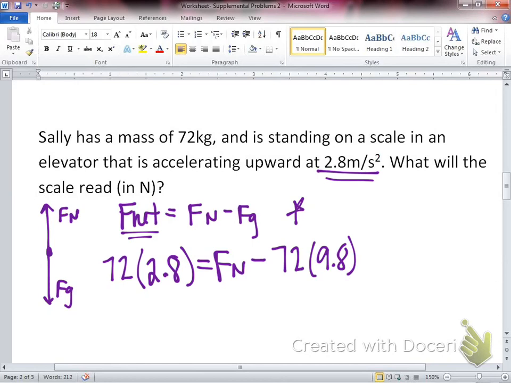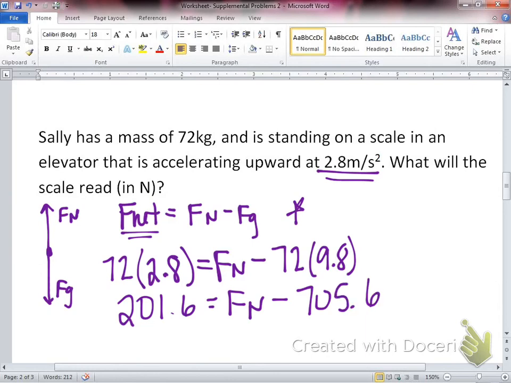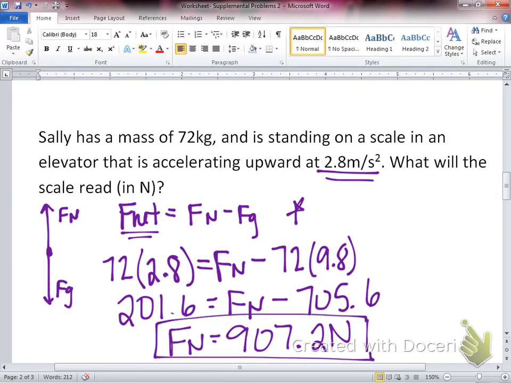Okay, so we've got 72 times 2.8, which is 201.6. Which means our normal force or our scale reading is equal to what? 907.2. And that's it right there. Okay? Is this scale reading a larger number or a smaller number than if she was at rest?